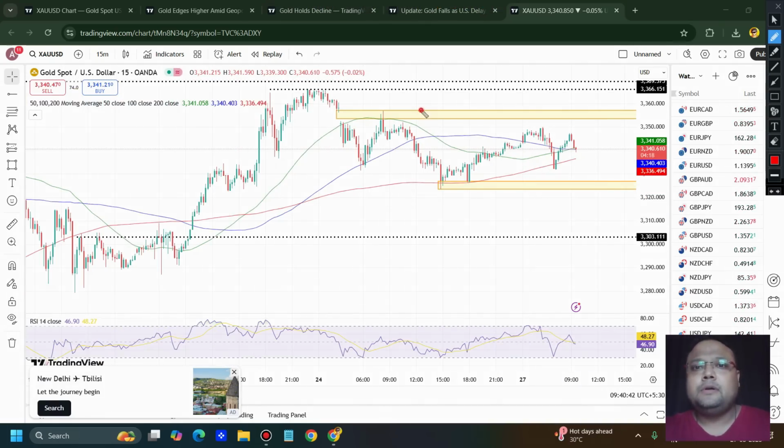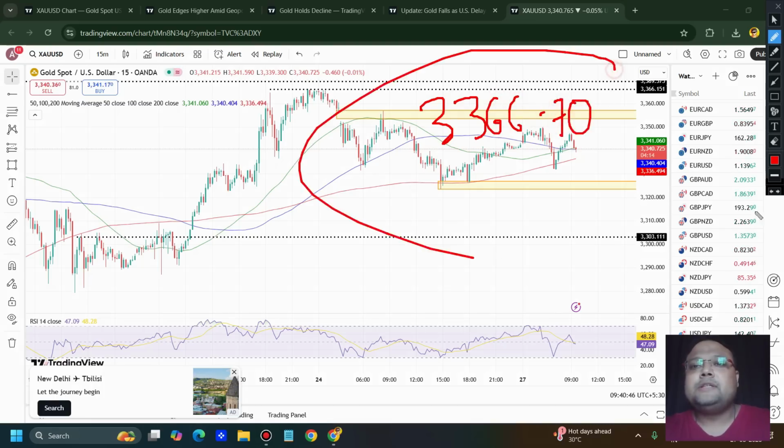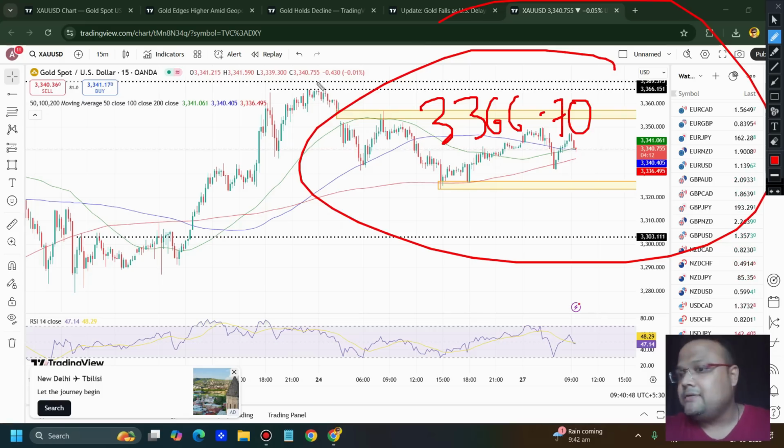And the 3366 to 3370 area is still very much valid. If market goes up, observe the market. If market struggles, we can look for a sell position. But as we have already discussed at the beginning of the video, if market breaks 3370, we can expect upside. So as a day trader, you can look for a buy position as well.